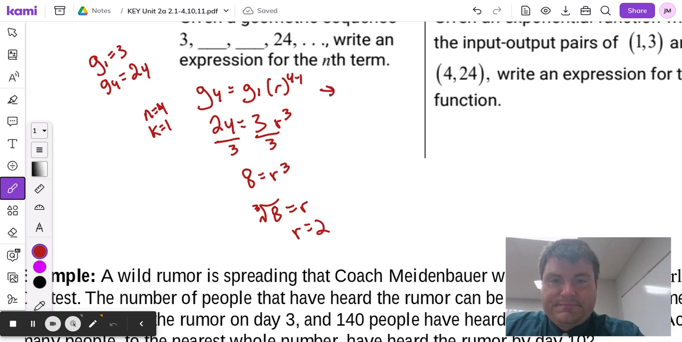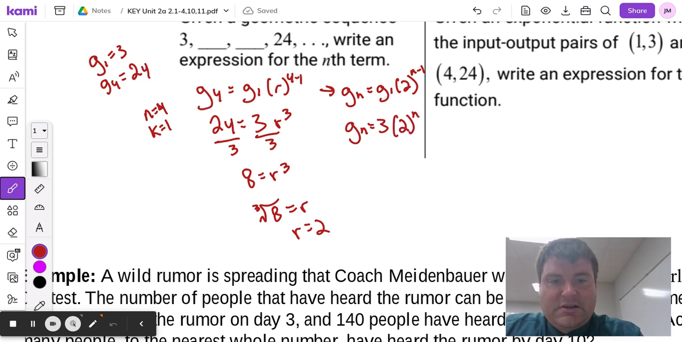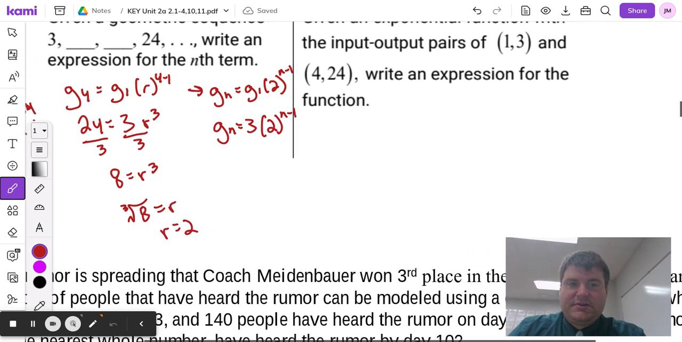Knowing that, we know that g sub n is equal to g sub 1 times r, which is 2, to the n minus 1. I'll give these some values. So 3 times 2 to the n minus 1. So there you go. That's one of the many acceptable correct answers.